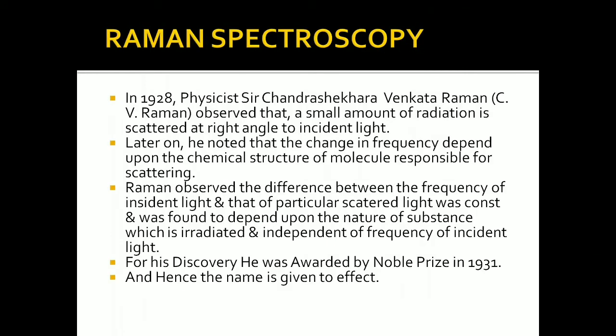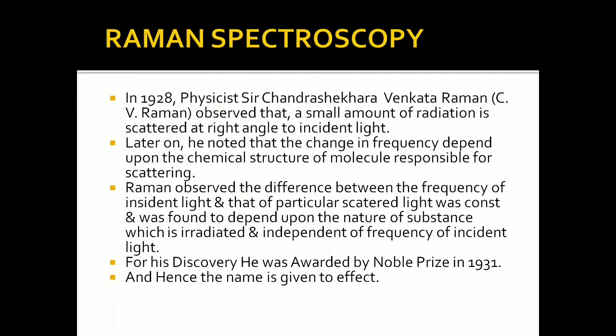In 1928, physicist Sir Chandrasekhara Venkata Raman observed that a small amount of radiation is scattered at right angle to incident light. Later on, he noted that the change in frequency depends upon the chemical structure of the molecule responsible for scattering. Raman observed the difference between the frequency of incident light and of particular scattered light was constant and was found to be dependent upon the nature of the substance which is irradiated and independent of frequency of incident light.